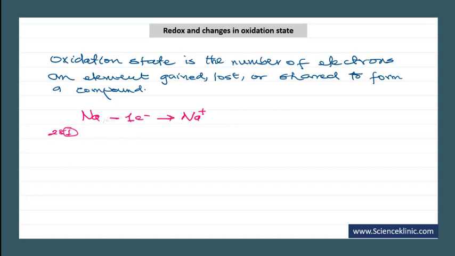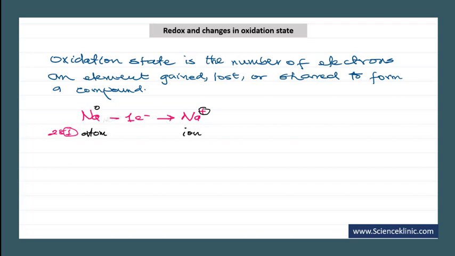In this reaction, we have two species. We have sodium atom and we have sodium ion. And you can see that sodium ion has a positive charge, but sodium atom does not have a charge. So we can put 0 here to show that sodium atom does not have.